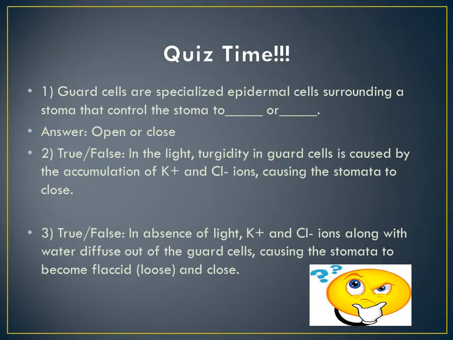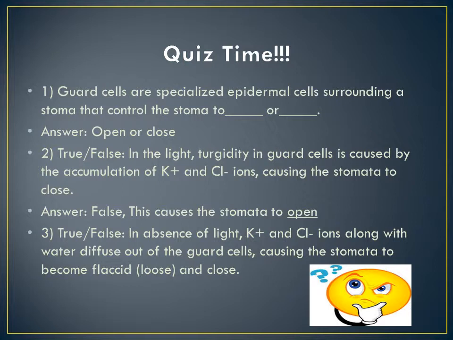Question number 2. True or false? In the light, turgidity in guard cells is caused by the accumulation of potassium and chlorine ions, causing the stomata to close. The answer is false. This causes the stomata to open, not close.